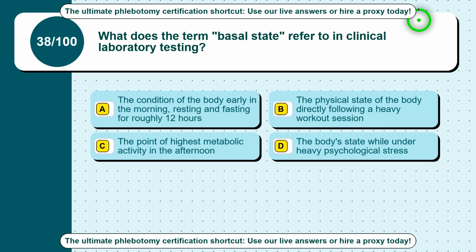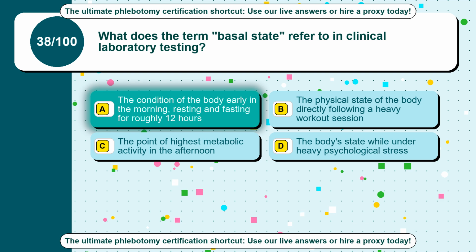Question 38. What does the term basal state refer to in clinical laboratory testing? Option A, the condition of the body early in the morning, resting and fasting for roughly 12 hours. Option B, the physical state of the body directly following a heavy workout session. Option C, the point of highest metabolic activity in the afternoon. Option D, the body state while under heavy psychological stress.